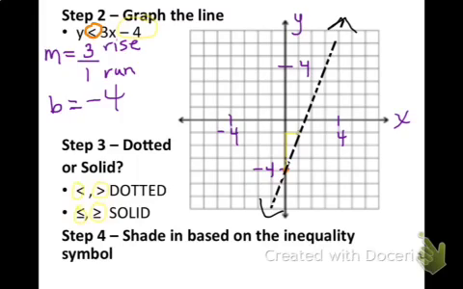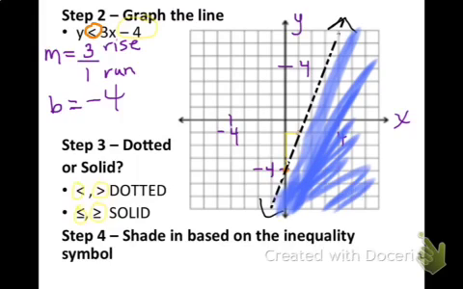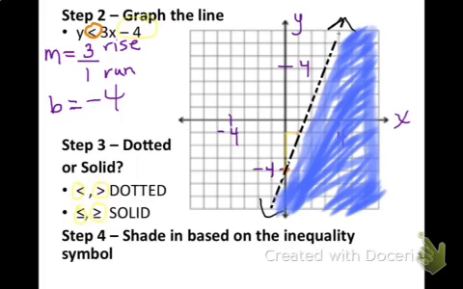All I have to do is shade in based on the inequality symbol, okay? So since y is less than, that means I need to shade under, okay? Y is less than, so I have to shade under. So under will be here, okay? It's not so much left and right. It's about being under, okay? So that's how I would shade that one in. And now I'm done.